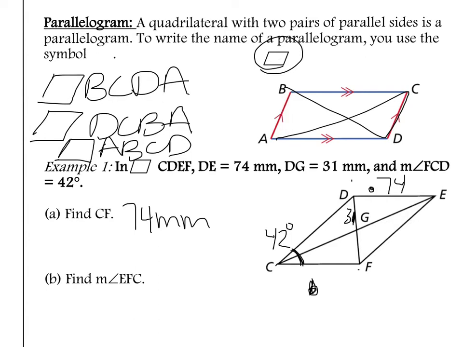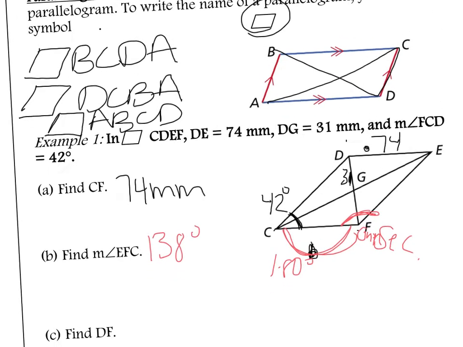Find the measure of EFC. So EFC is this one right here. So now we're talking about consecutive angles. So if we're talking about consecutive angles, look at your quad chart. Consecutive angles are supplementary. So if this one is 142, then this one must be 138.